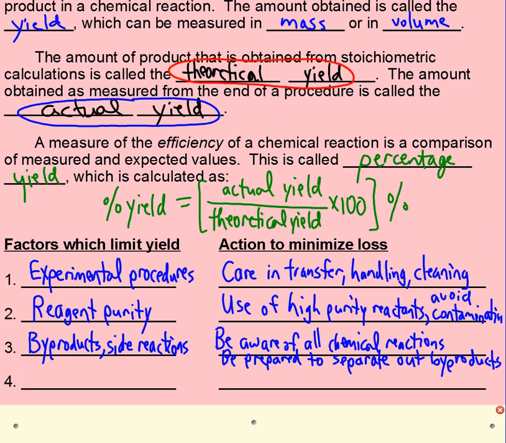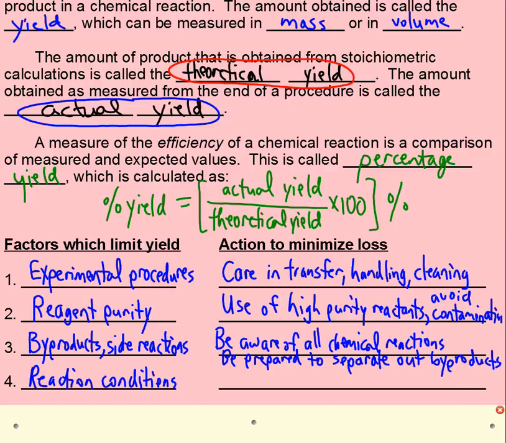Maybe they can be separated and sold to another factory, another chemical industry could use those. And the last factor which limits the yield would be the reaction conditions. In this case, not being aware of the necessary temperature or pressure, or maybe the form of the reactants that you need, could really reduce your yield.